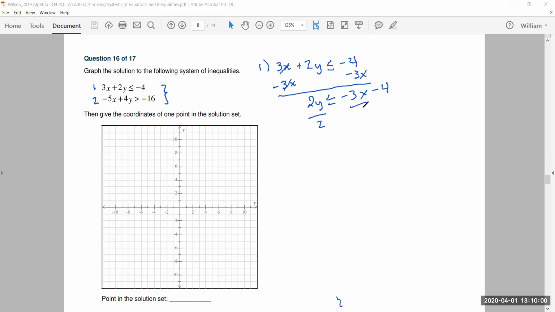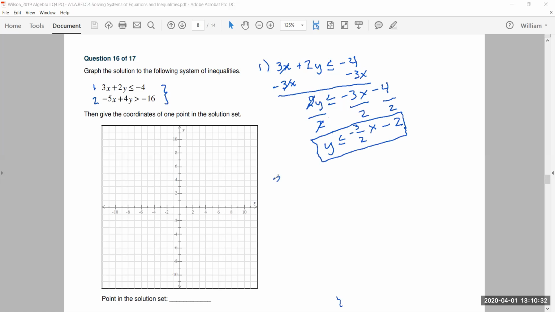Remember, solving for a variable, you want to get the variable isolated to itself on one side or the other of the equation, or in this case, inequality. So those divide and get 1. So we get y is less than or equal to -3/2 x, and -4/2 is -2. So there's equation 1 solved for y. And we're done with that one.